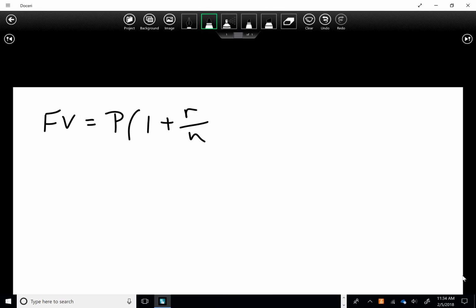R is the yearly interest rate. N is the number of times it's compounded in a year. And then that N's the same. And then the T is the number of years. So that's what time is.